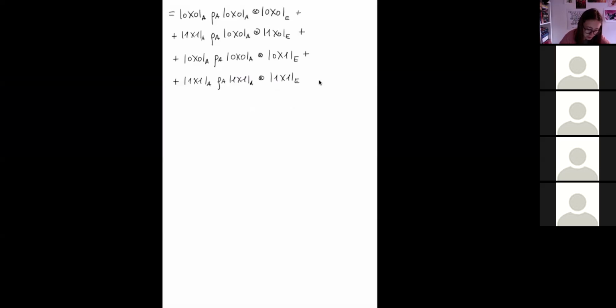Now, since finally we only want to look at the system A, we need to find the reduced density matrix of the system A. So we need to trace out system E from ρ_A', which is essentially this equation here.